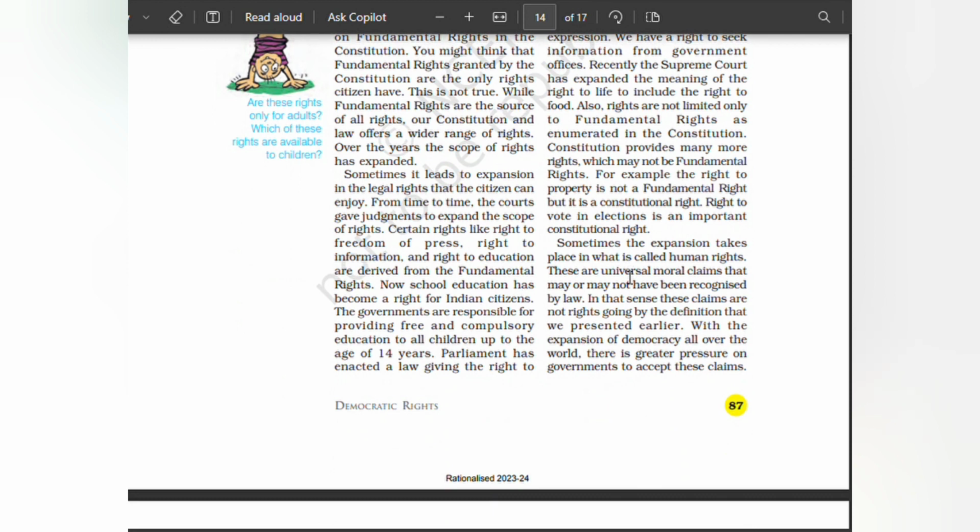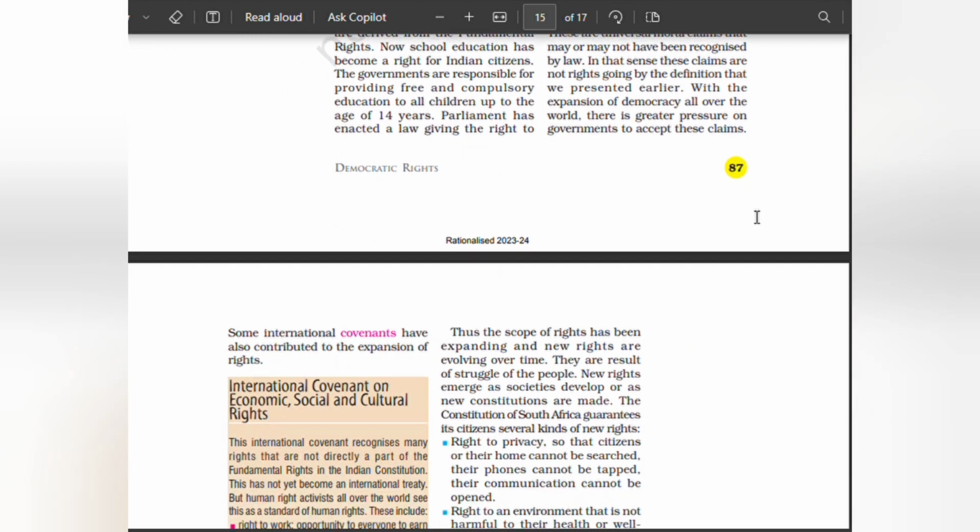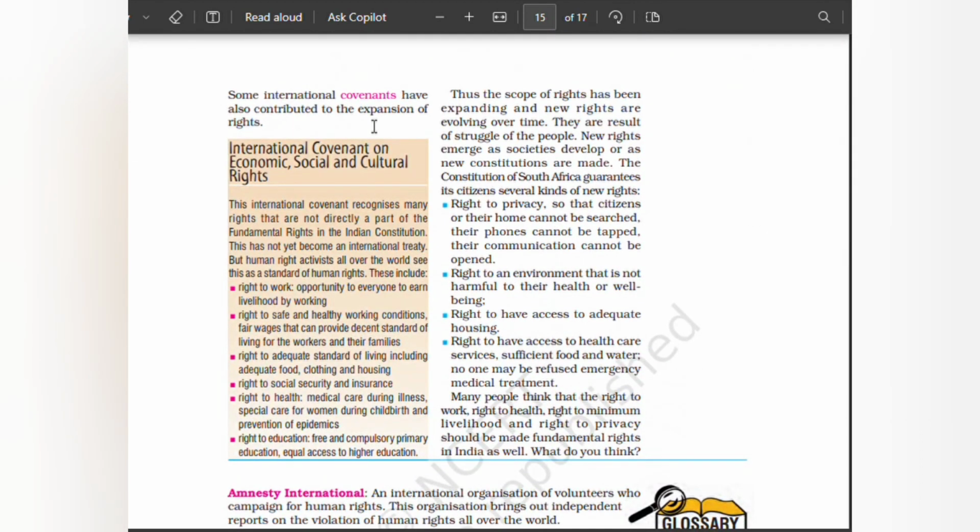Sometimes the expansion takes place in what is called human rights. These are universal moral claims that may or may not have been recognized by law. In that case, these claims are not rights going by the definition that we presented earlier. With the expansion of democracy all over the world, there is greater pressure on governments to accept these claims. Some international covenants have also contributed to the expansion of rights. Thus, the scope of rights has been expanding and new rights are evolving over time. They are a result of the struggle of the people. New rights emerge as society develops or as new constitutions are made.